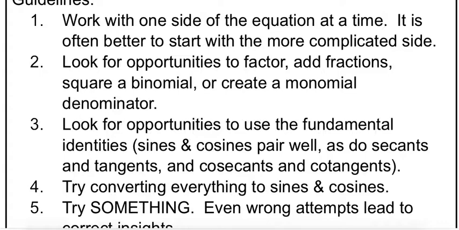Some things that might help would be factoring, or if you have two fractions, adding them together, or squaring something, or if you have a binomial in the denominator, creating a monomial or something like that. So those are some things, and you'll see examples of those throughout the lesson. Look for opportunities to use your fundamental identities, so your Pythagorean identities, switching tangents and cotangents, using the reciprocal identities, those types of things. Sines and cosines pair well together, secants and tangents, cosecants and cotangents. So those all pair well together with your Pythagorean identities.